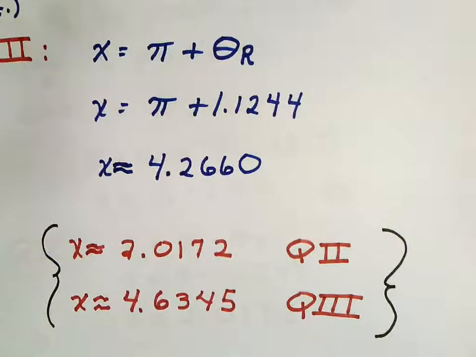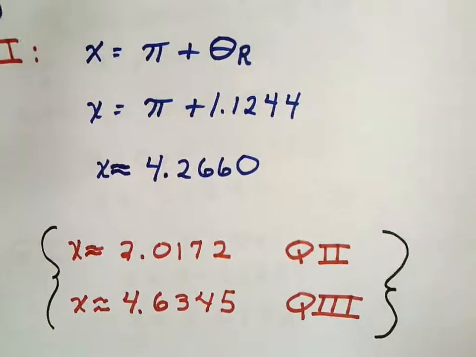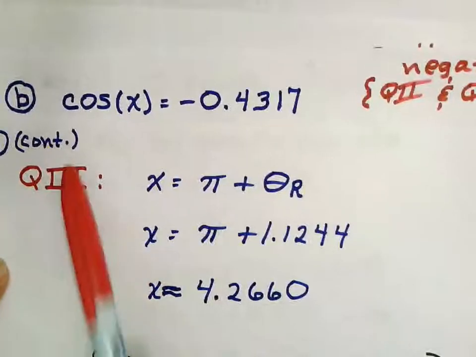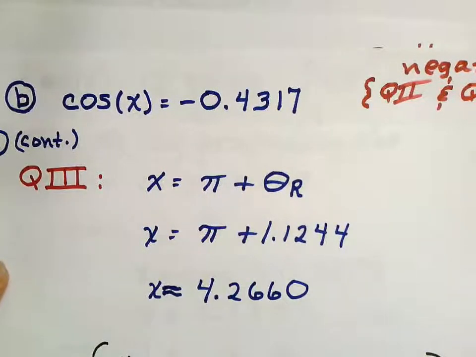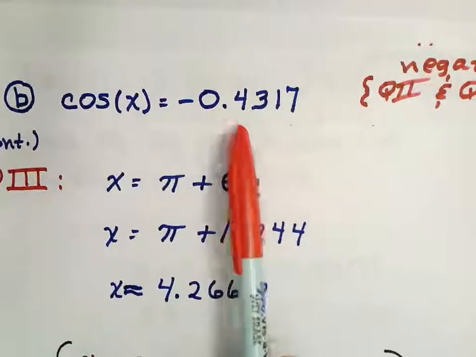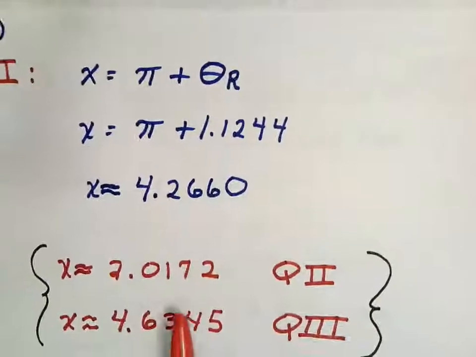And remember, if you go back and put these two answers into the original equation, like you put the cosine of 2.0172, you should get something that's close to this. You probably won't get it exact because remember we're rounding these off.